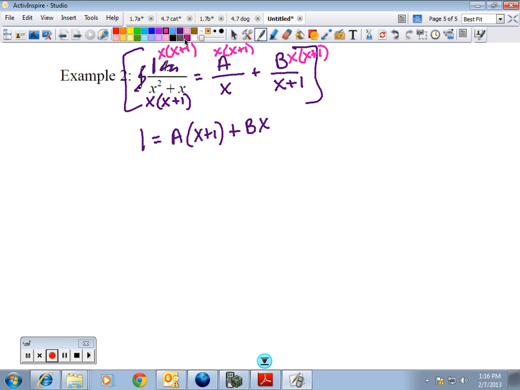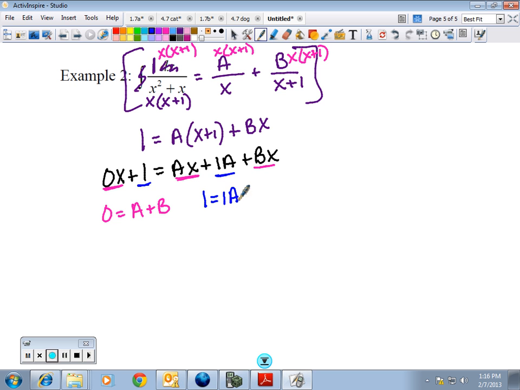Okay? So we're going to go ahead and distribute, and we're going to have ax plus 1a plus bx. And it's understood that I have a 0x out here, because there's no x there. I have 0 x's, so it's 0x. I'm going to combine the x's together in one equation, and I'm going to go ahead and drop my x's off. And then 1 equals a in the other equation.